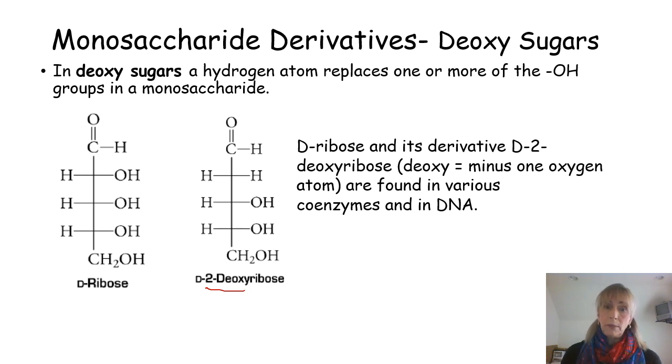So D-ribose we have here, and its derivative D2-deoxyribose because it's on the second carbon. Okay. Deoxy means minus one oxygen atom. Okay. And this is found in various coenzymes and in DNA, deoxyribonucleic acid.